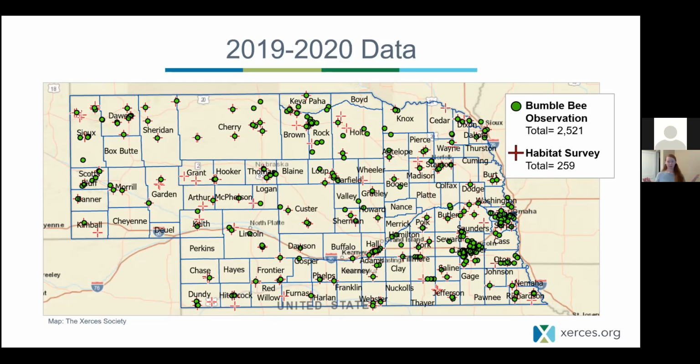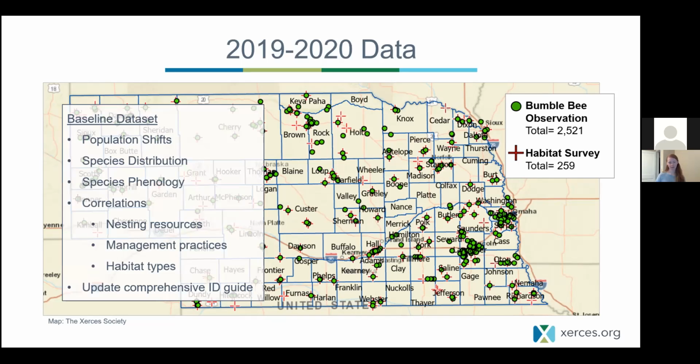And without all the community scientists that really stepped up to help us finish out this project, at least the community science portion of this project, we really would not have been able to gain such a large baseline data set across the state. And so some of the things that we plan to do with this data are look at population shifts.